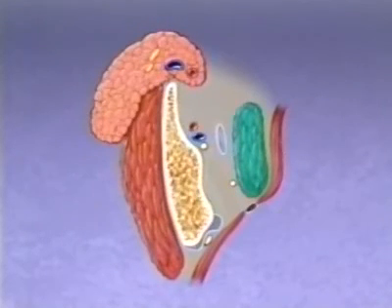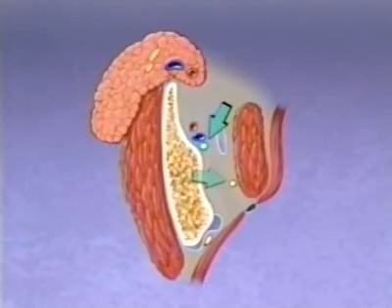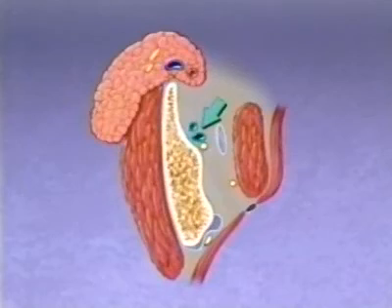The pterygomandibular space, as seen in this transverse section across the ramus of the mandible, is bounded medially by the medial pterygoid muscle, laterally by the mandibular ramus, posteriorly by the parotid gland, and anteriorly by the oral mucosa, submucosal connective tissue, and buccinator muscle. Superiorly, it is defined by the lateral pterygoid muscle.